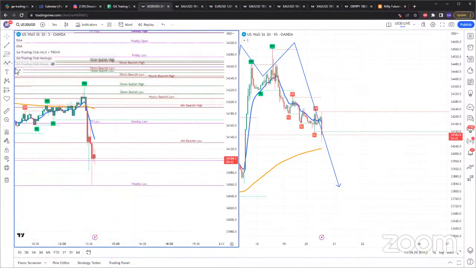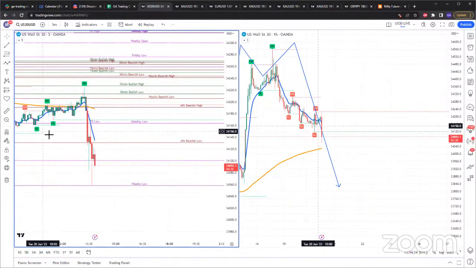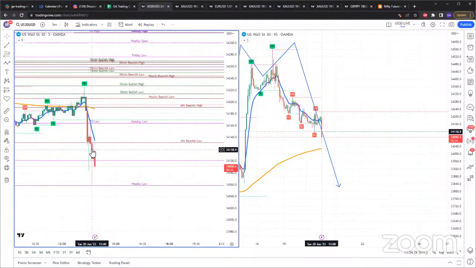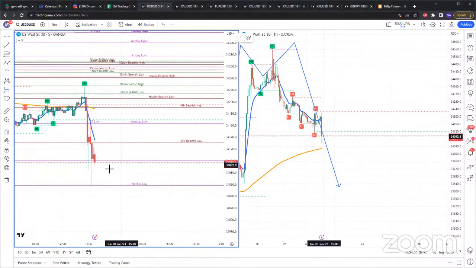Let me turn off. Okay, so see this 4-hour bearish low. Same thing we talked about with gold. You want a closure below the 4-hour bearish low, and then you want a retest and closure below. So this is actually the sell on US30 right now. Give me 1 second. Don't take it yet.